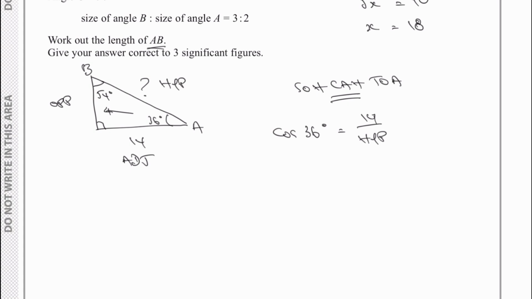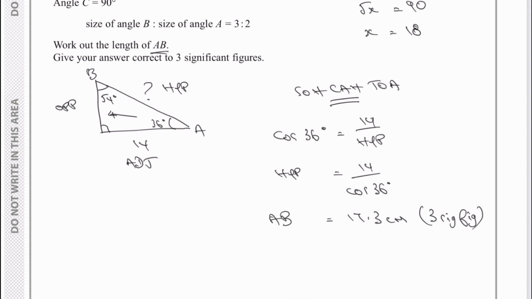Okay, now in this particular case, hopefully you'll remember that what we do is we simply swap over, so we get hypotenuse equals 14 divided by the cosine of 36 degrees, and when I put that into my calculator, I'm going to get 17.3 centimeters, and that is the answer to 3 significant figures for this particular question, which is the length AB. Okay, and that would be the answer to that question.